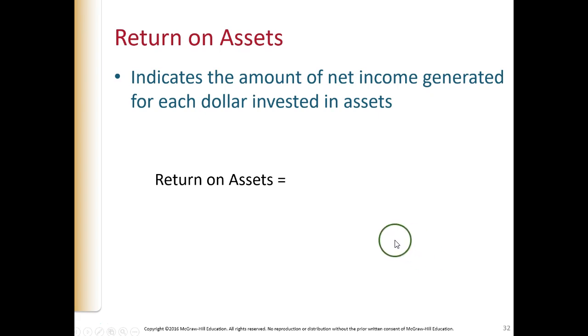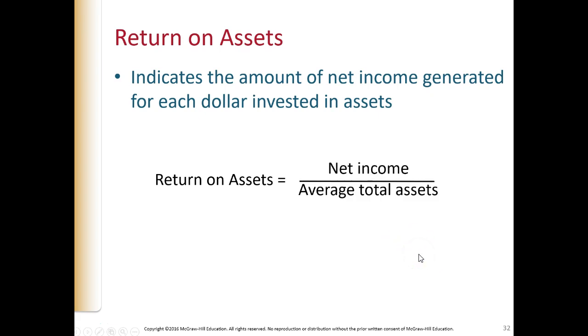Here are some ratios. Return on assets. This is net income divided by average total assets. You're trying to see what kind of return you had on your investment in your assets. This is a very common ratio to compute for companies. What kind of return are we generating on the assets we have invested in the company? So average total assets in the denominator will be the beginning of the year total assets plus end of the year total assets divided by 2.